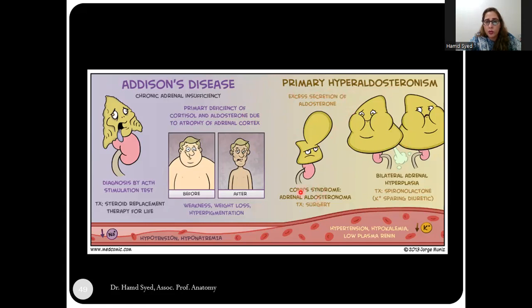hyperaldosteronism. It can be due to a tumor within the adrenal gland, that is the aldosteronoma, and the treatment would be surgery. It can be due to bilateral adrenal hyperplasia. In that case, the treatment is long-term treatment with spironolactone, which is the potassium-sparing diuretic. So this is in case of the hyperaldosteronism. Whereas Addison's disease, which is due to the chronic adrenal insufficiency, in that case, the treatment would be steroid replacement therapy for life.